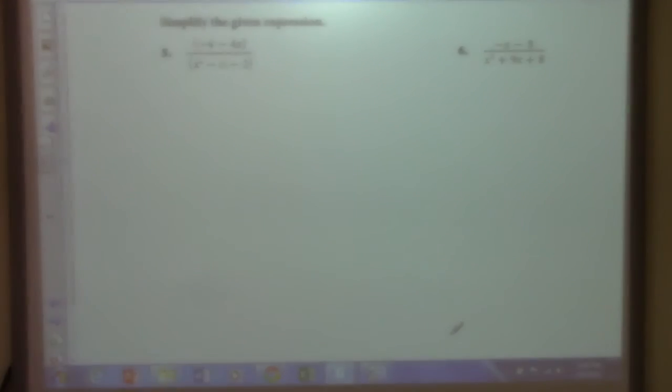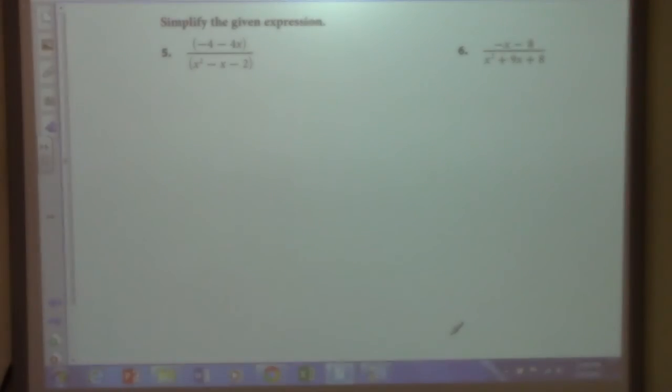I have two honors. We're continuing our work on section 10.1, which has to do with adding and subtracting rational expressions. We're still in the part of the exercise set where we're just doing some simplifying, so we're going to simplify the given expression.